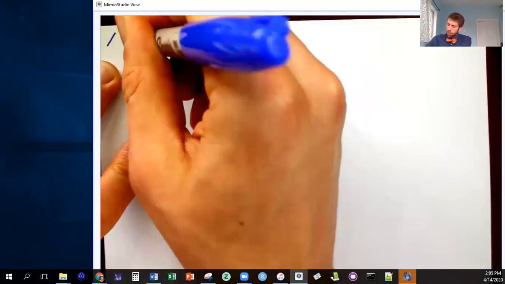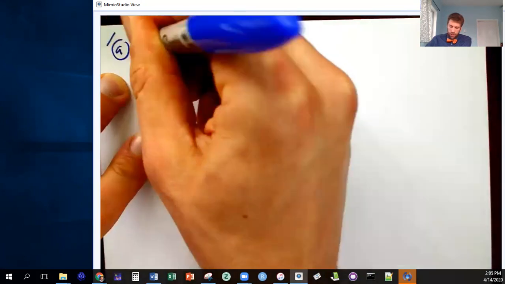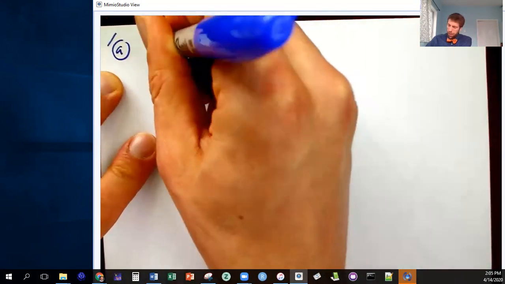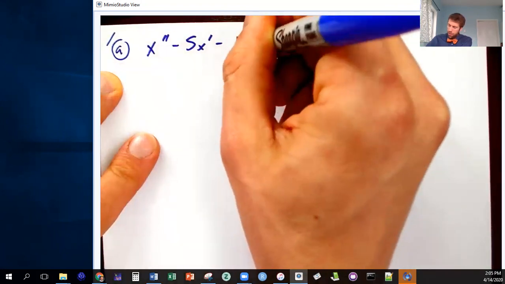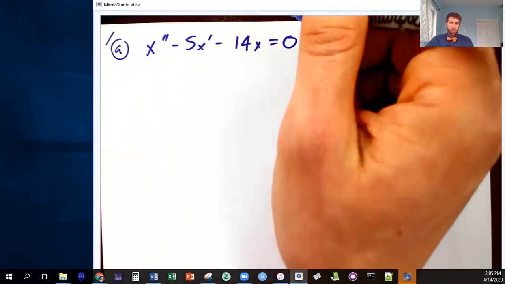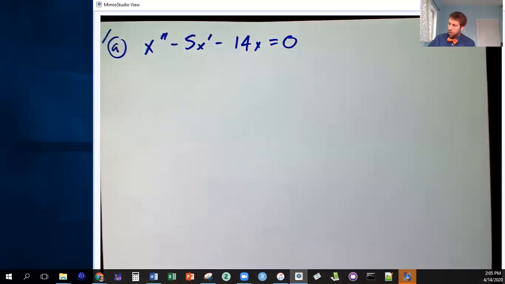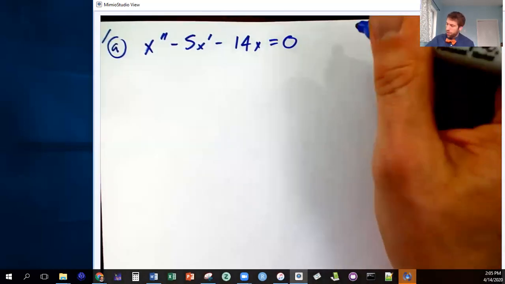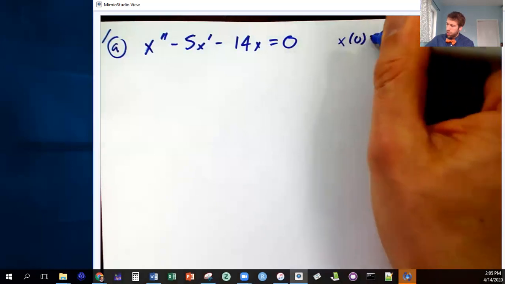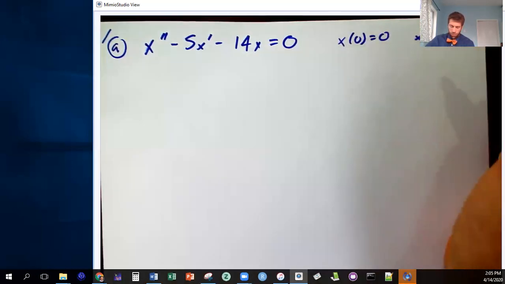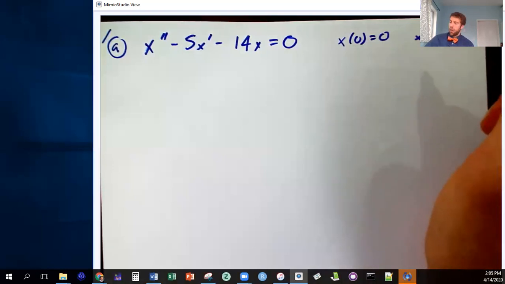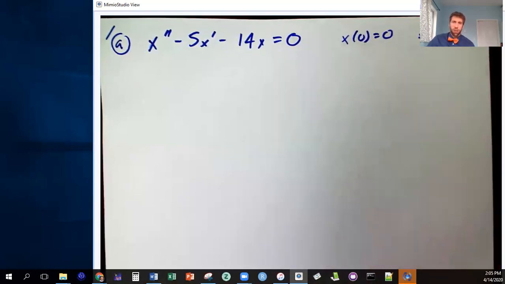So x double prime minus 5x prime minus 14x equals 0. Also, x of 0 equals 0, and x prime of 0 equals 2. Okay, so I'm going to do this one the long way and the short way, and then I'll do the other two only the short way.